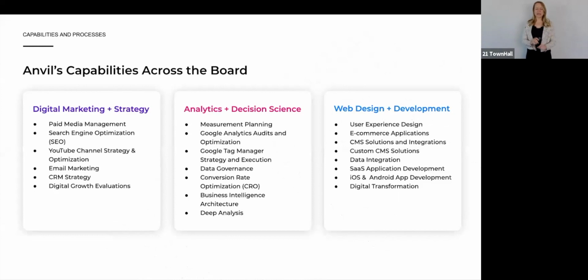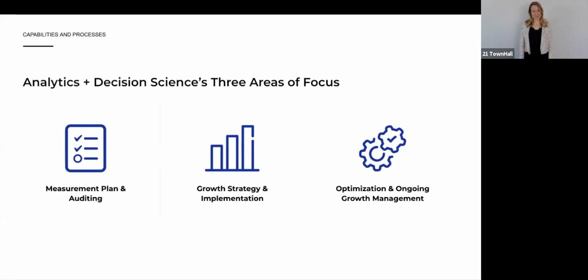So first, I'm going to do a super high level capabilities check. So why am I up here and how do I have the background and expertise to tell you about this? Anvil is an agency based out of St. Louis. We were rated the #1 fastest growing company in St. Louis last year by the Business Journal. We focus on 3 core areas, digital marketing and strategy, analytics and decision science, and web design and development.